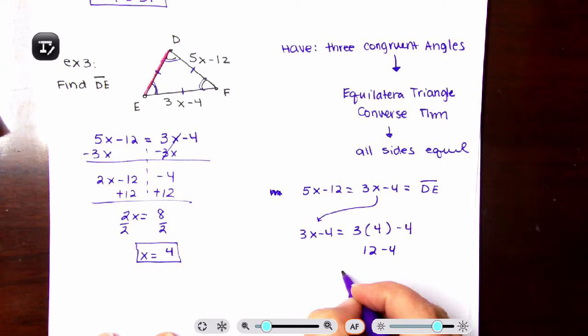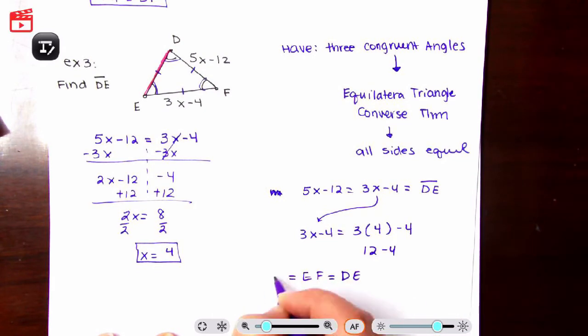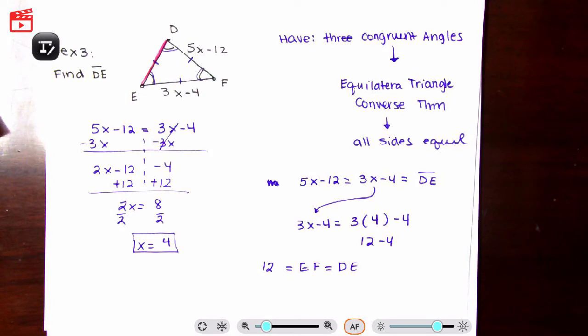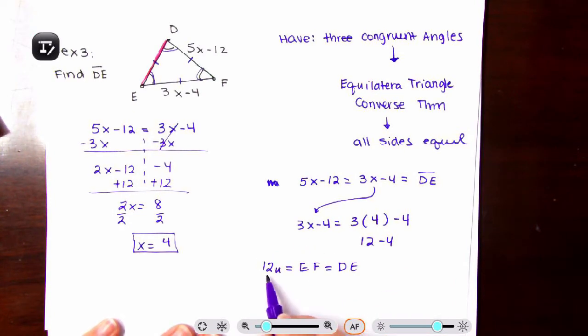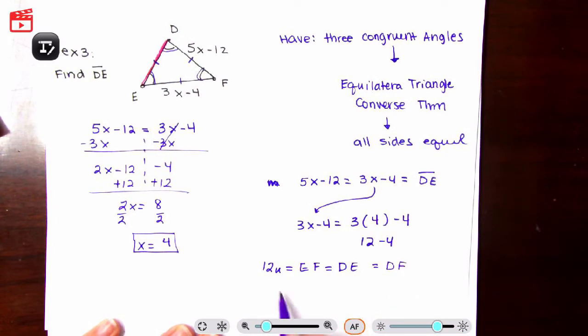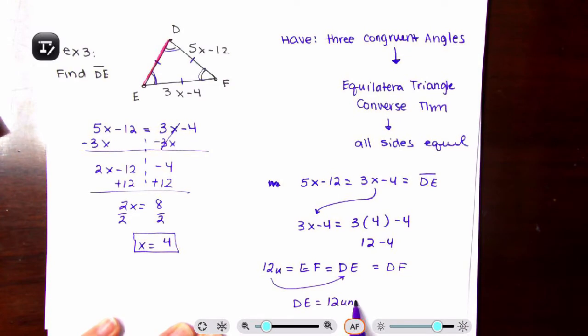So the measurement of DE is equal to the measurement of EF, and EF was equal to 12. Now, it doesn't tell us what it is. It's not degrees because it's not angles. It's not feet, centimeters, inches because there's no units attached. So you can write U for units here. So that means 12 units is equal to EF, which is equal to DE, which is equal to DF. So all sides are the same. Therefore, we can conclude that DE is equal to 12 units.